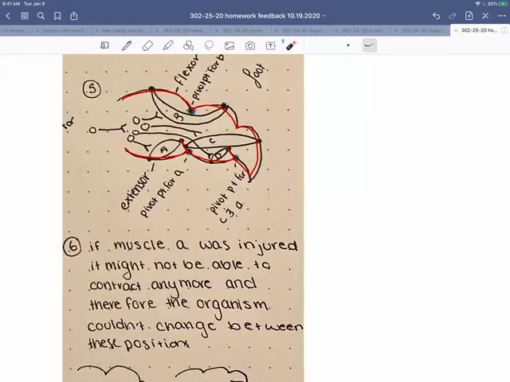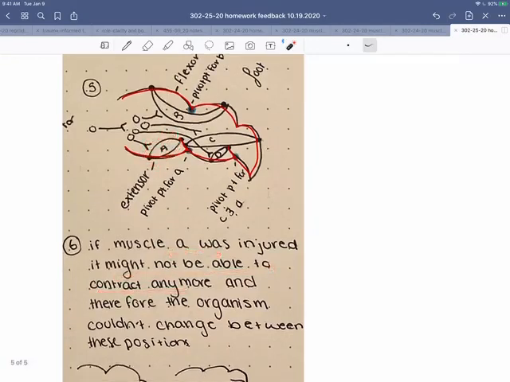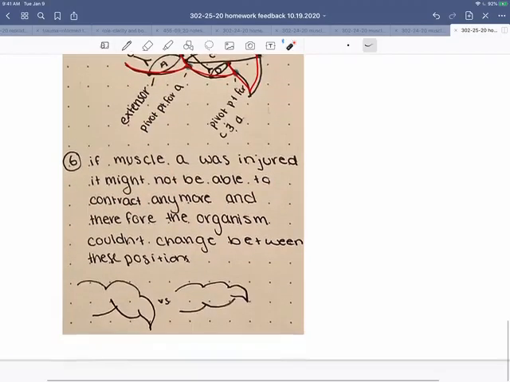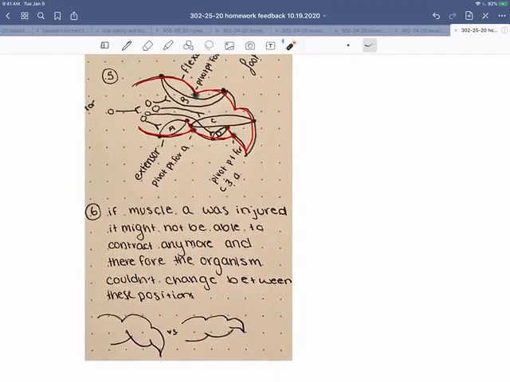What if there was an injury? Well, if muscle A was injured, so we've lost muscle A, then maybe it couldn't contract anymore, and therefore the organism couldn't change between these two positions. So if A is not working, this whole part can't extend anymore. So here it is bent. Here's where A would be. If A is not working, you can't go from this bent position.